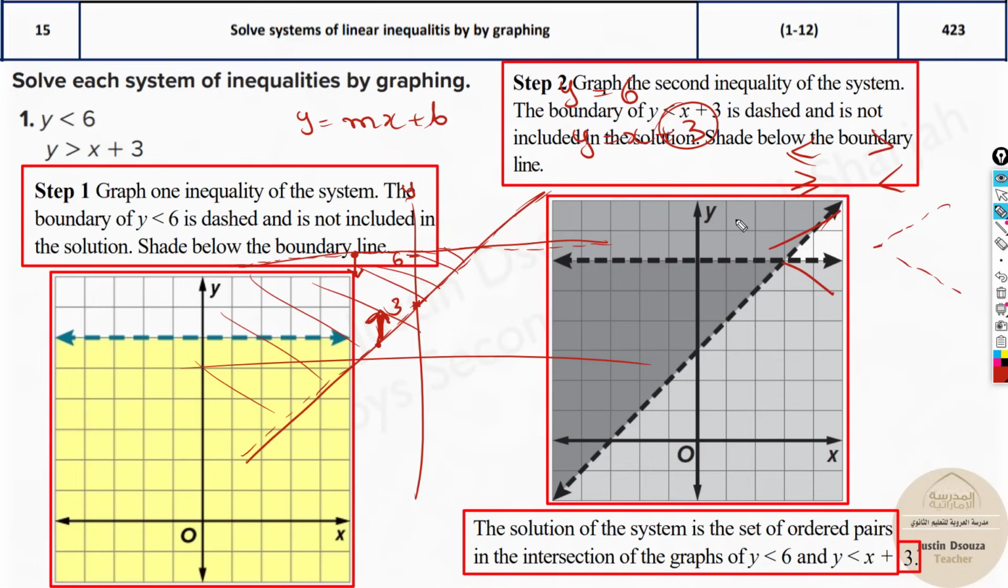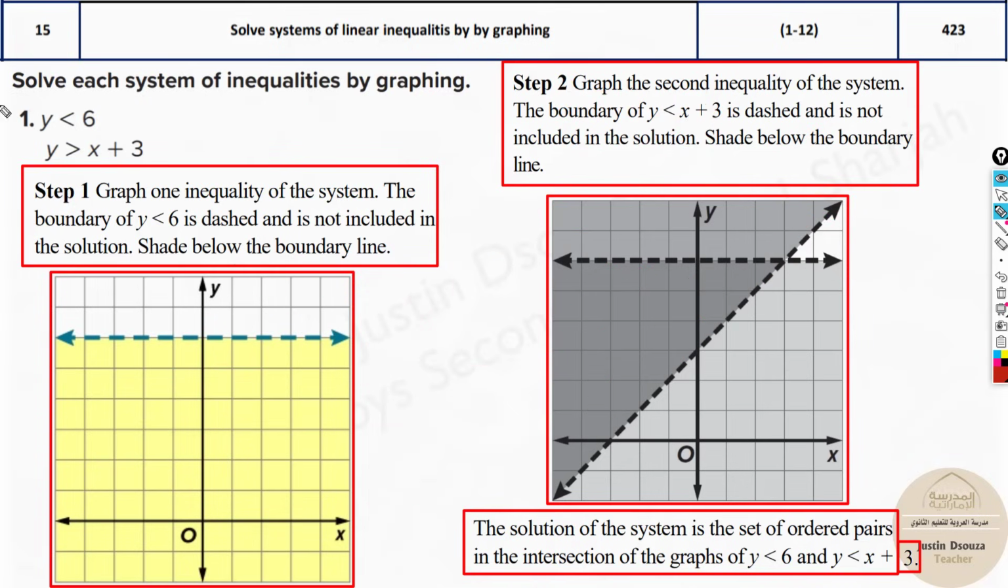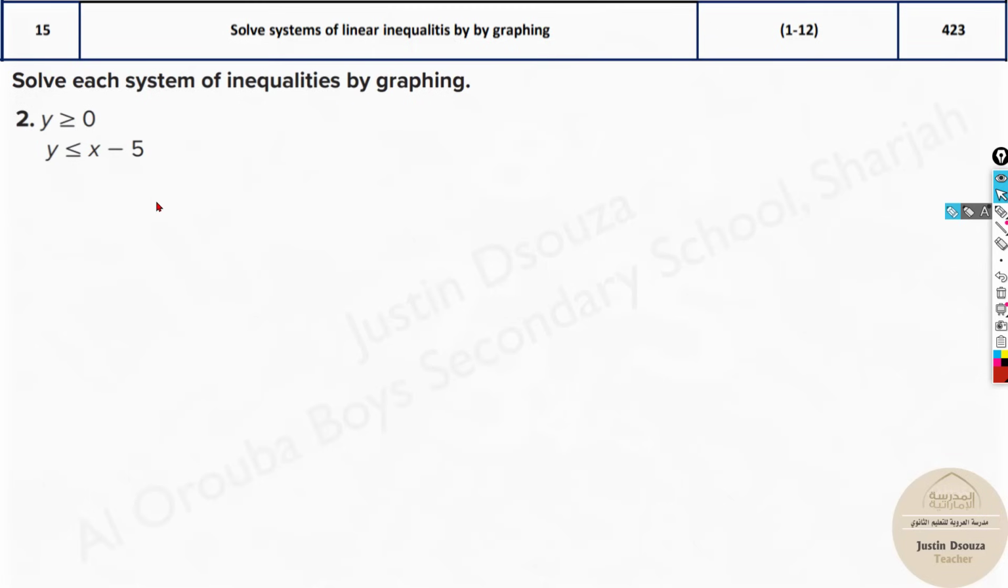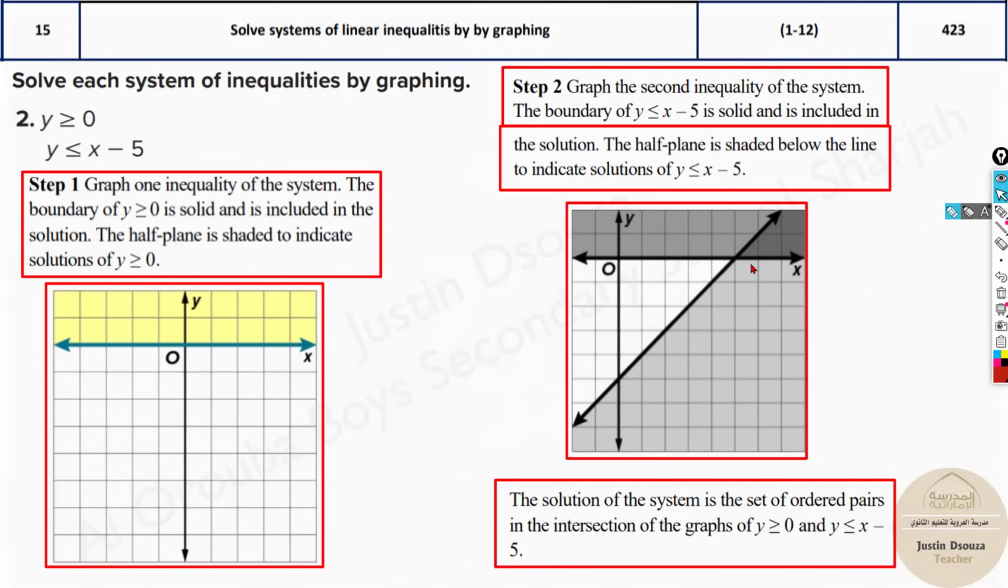Now look here, this is all dotted line. Why? Because it's only less than or greater than. So this is the solution region. You will have four graphs. Just select the correct graph easily by looking at the given equations. Now even over here, let's see the answers. The four options, right? Y is greater than or equal to 0. So this is the line, and everything above it.